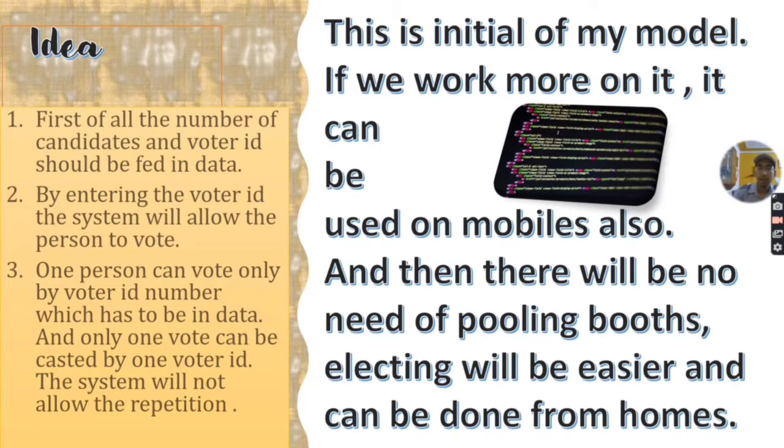First of all, the numbers of candidates and voters should be fed in the data. By entering the voter ID, the system will allow the person to vote. One person can only vote if the voter ID number is fed in the data. We can gather data either by surveys or by forms. And by one voter ID, only one person can vote and at only one time. There will be no repetition.